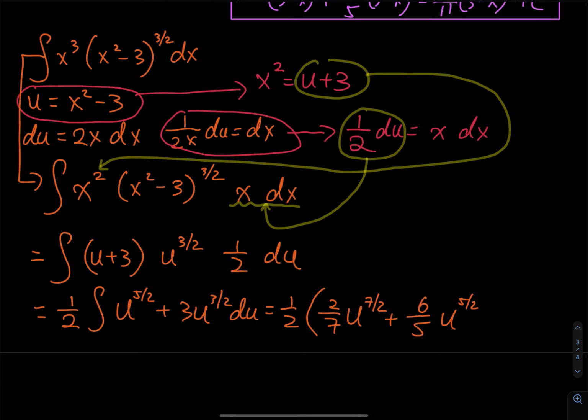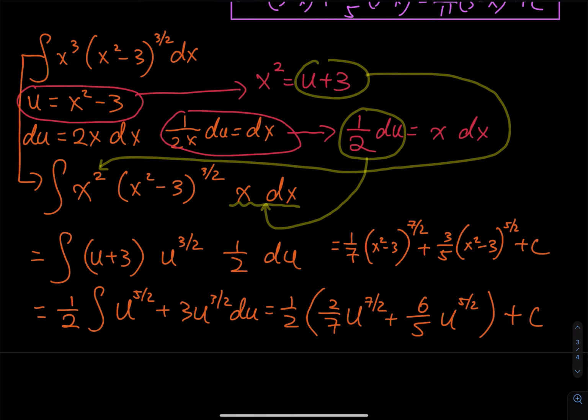And then the 5, right? So if you take the derivative, you can easily get the integrand back. Right? So bring the 7 over 2 down, 5 over 2. Bring the 5 over 2 down, you have a 3, and then 5 minus 2 is 3. All right, so let's put the x back. So the x, what do we have? We have 1/2 times that. Distribute the 1/2, we have a 1 over 7 times x squared minus 3 raised to 7 over 2, and then plus, distribute the 1/2, you have a 3 over 5 times x squared minus 3 raised to 5 over 2, and then plus c. So this is done. This is the final answer.